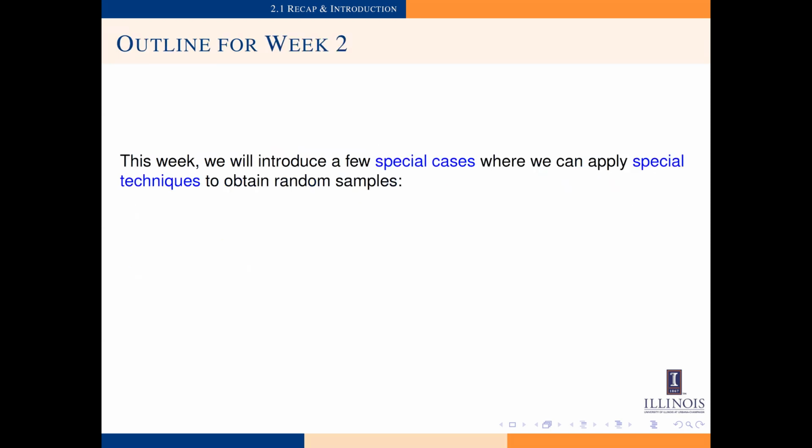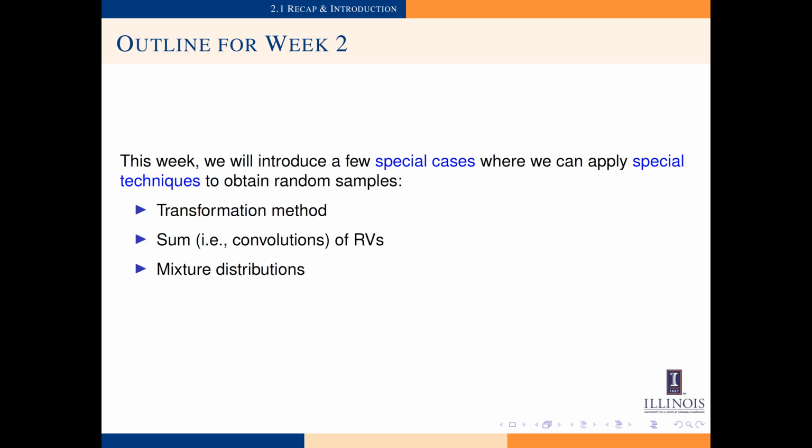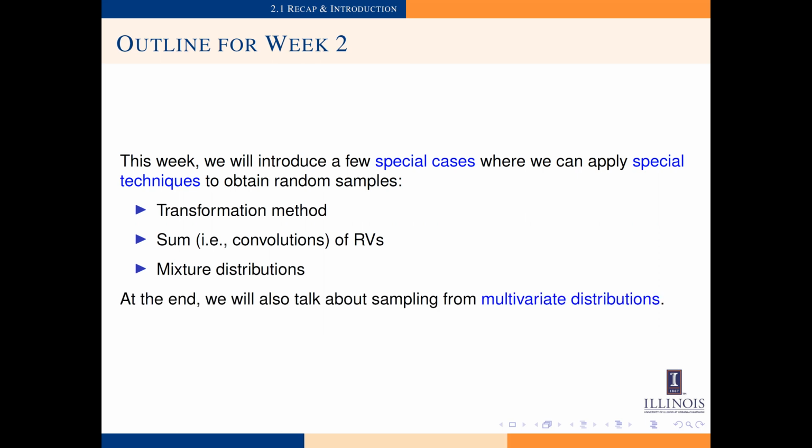This week, we will introduce a few special cases where you can apply special techniques to obtain random draws. This includes the transformation method, the sum of random variables, or a fancier name, the convolutions of random variables, and also how to draw random variables from the mixture distributions. At the end, we will also talk about how we can sample from some multivariate distributions.